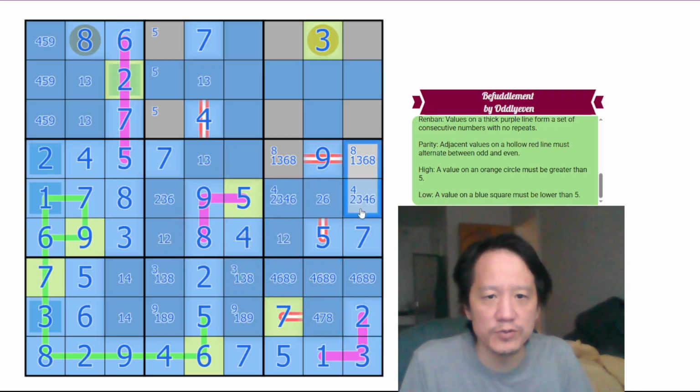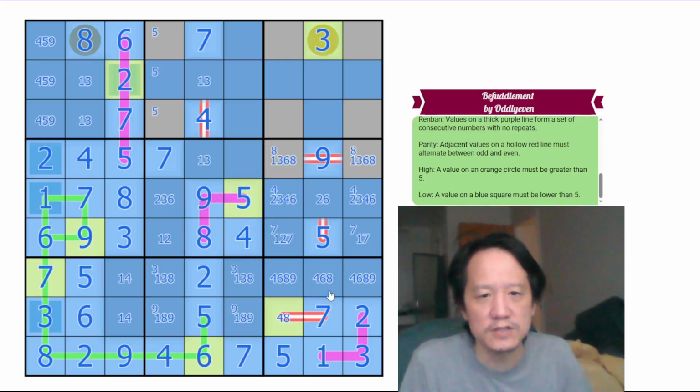We celebrate because we know we're getting close to solving it. This can't be 3 because of the 3 in the column. Wait, that's wrong. This is the doubler, so this can't be 7. This is the 7 here. This 3, though, does eliminate 3 here. That's 1, 3. We're getting close to solving it. So we celebrate. This can't be 9.